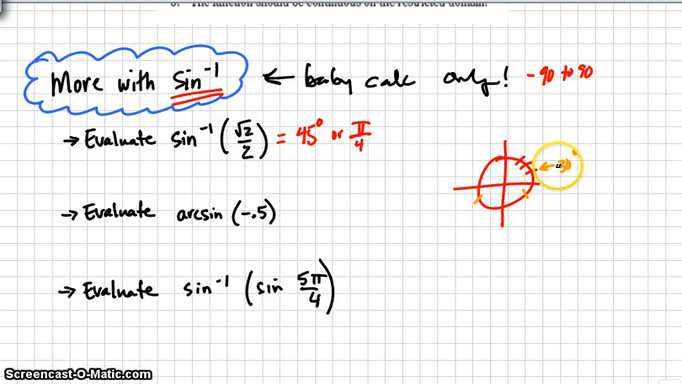So I want to think about where negative 30 would be located. Negative 30 would be down here. That'd be the same as saying positive 330. But if I say negative 30 now, that's a value within the restricted domain. So I figured out where I was in quadrant 1, and then I just took the opposite of it. So I'm going to say it equals negative 30 degrees or negative pi over 6. Again, that's a value of radians that I've simply memorized.